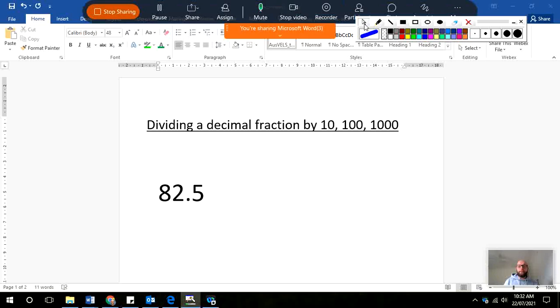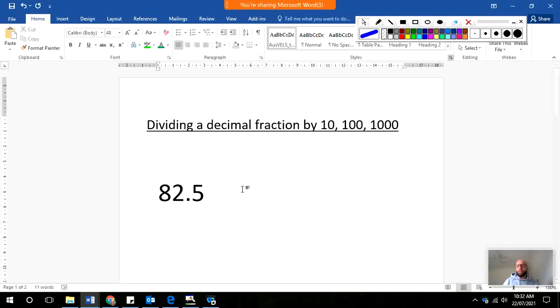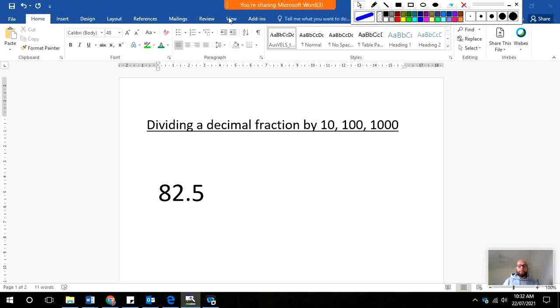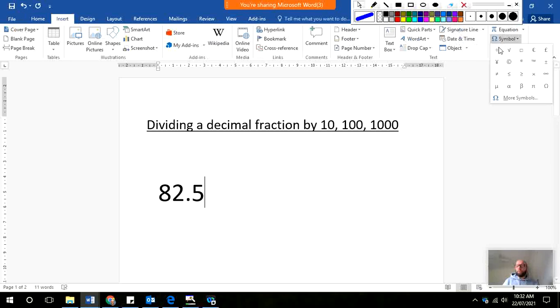Let's say something like 82.5, divided by 10. So what we're basically saying is this number, and if we do a bit of estimation at the start, it's about 80, and we know 80 divided by 10 is 8, because 8 tens are 80. So our answer is going to be around about 8.